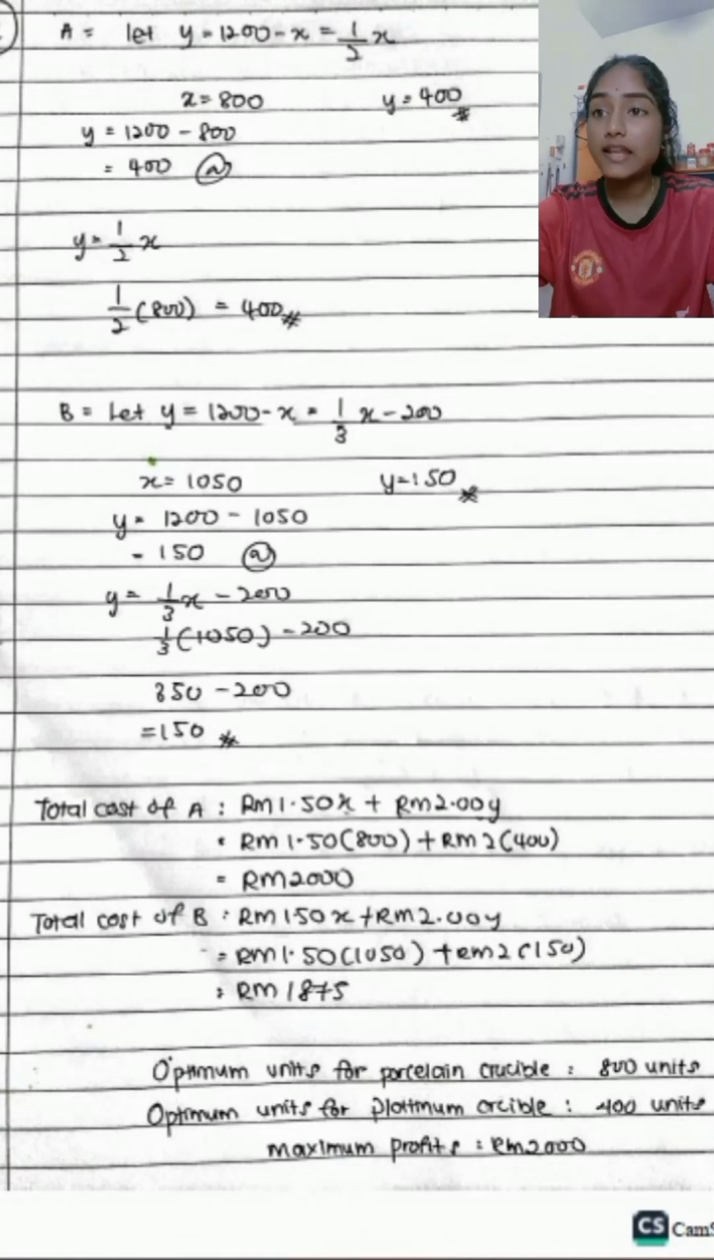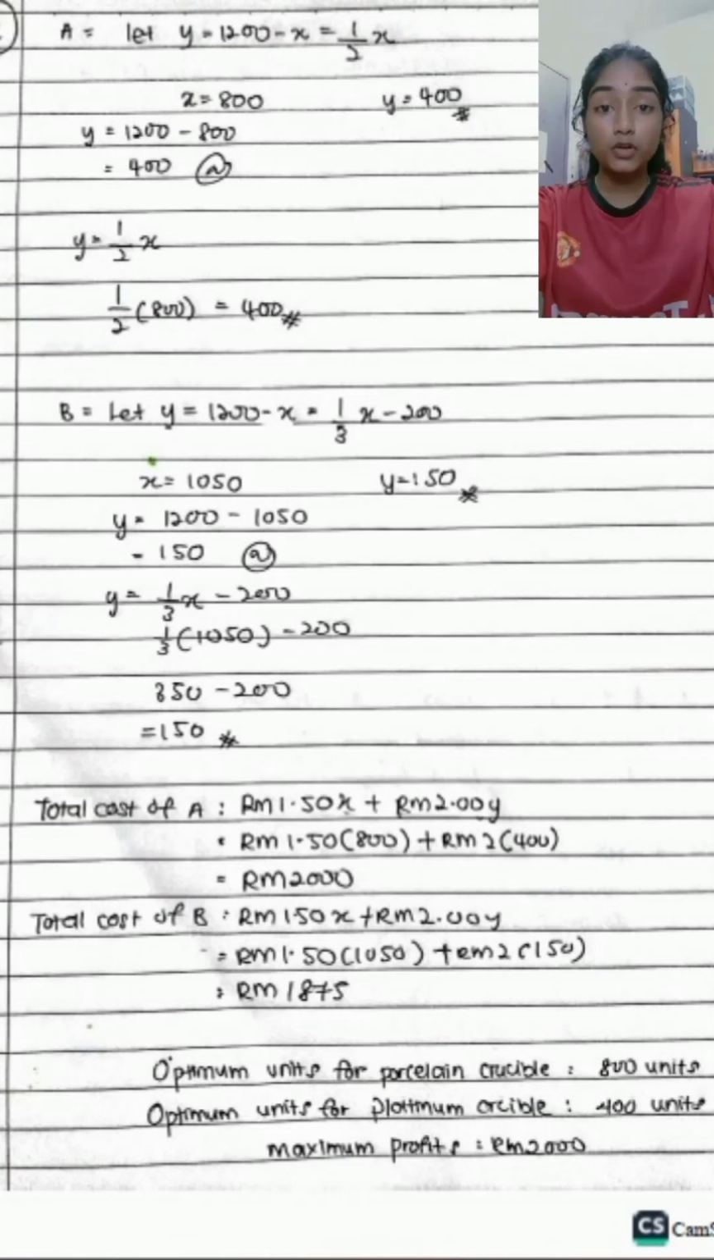For B, let y equal 1200 minus x. Based on the graph, we get x equals 1050. So, y equals 1200 minus 1050. We get 150, which equals y. The model of the total cost is equal to 1.5x plus 2y.